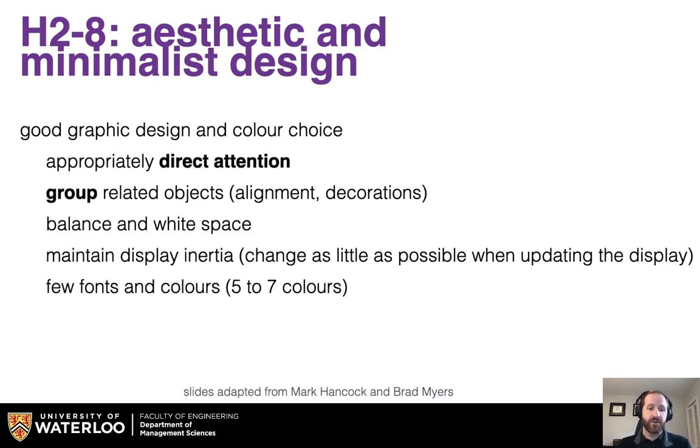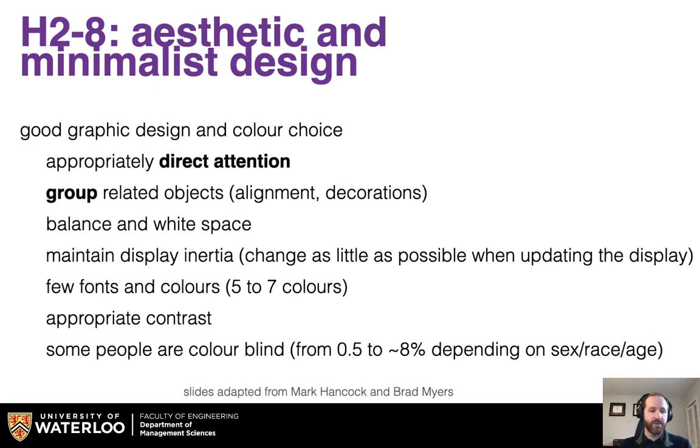You want fewer fonts and colors, 5 to 7, to not be too distracted. You want to have appropriate contrast. This is especially important for accessibility, which we'll talk about soon. And some people are colorblind, about 0.5 to 8% of the population, depending on different demographic information. And so you want to make sure you choose colors that are differentiable, even if you have some sort of color blindness. So you want to have variance in luminosity as well as hue. And again, we'll talk about this a little bit more when we talk about accessibility.